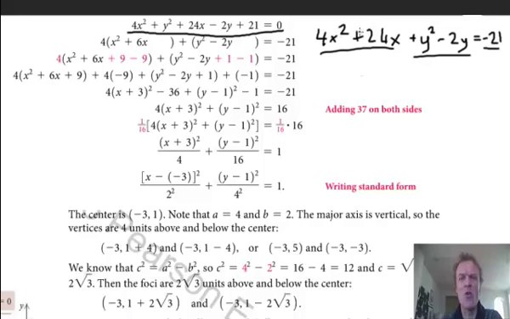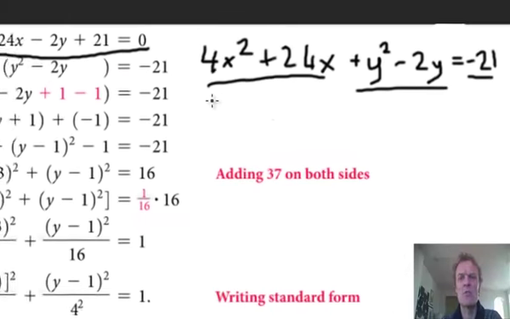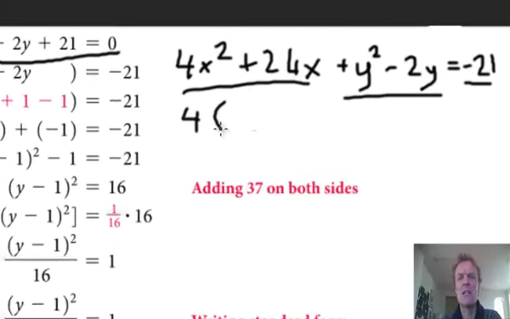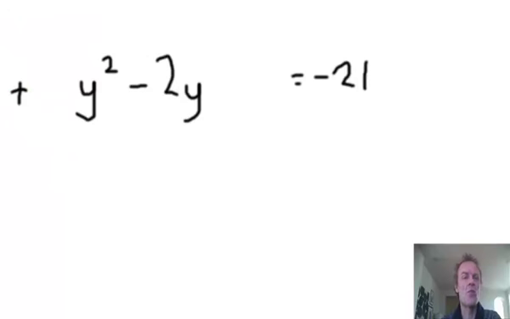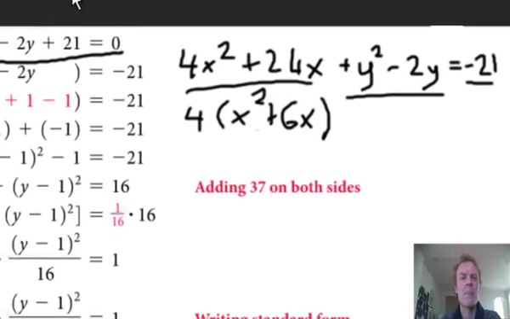Can you see that 4 will factor out of these two? So I'm going to factor a 4 out. I'll get x squared plus 6x. Nothing can factor out of this, but of course if you can, then factor it out. So let's have a look. Here's the 4 and the x squared plus 6x, from here.